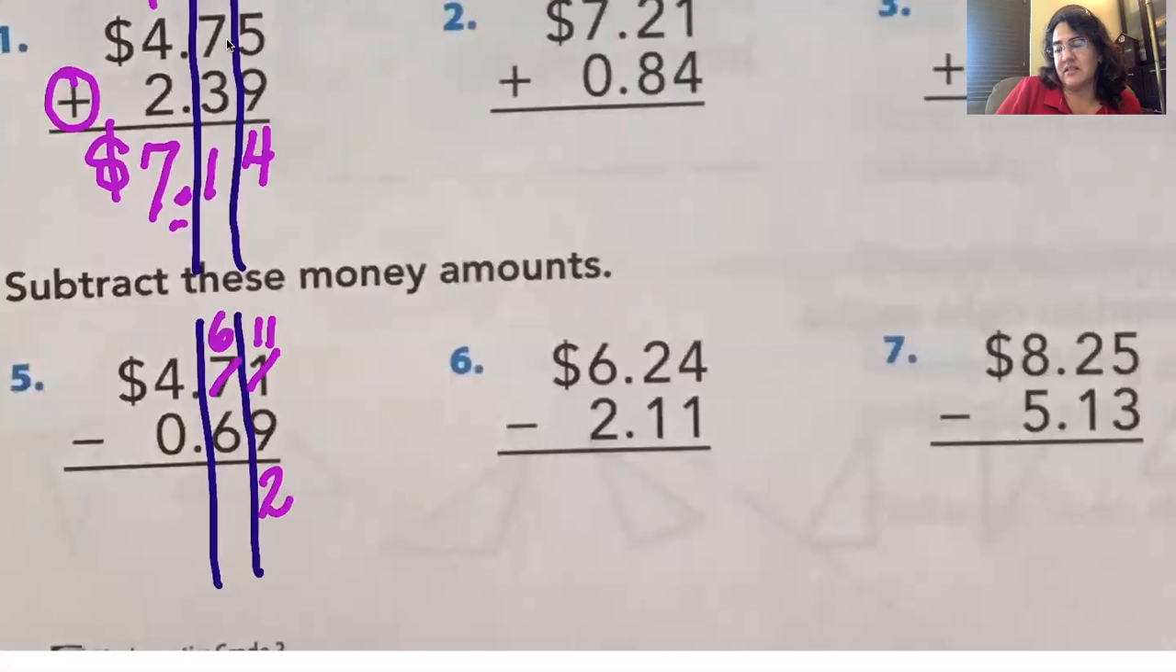6 take away 6 is 0. Good work. Don't forget your decimal point. 4 minus 0 is 4. And we need to always remember our dollar sign. So read me that number.